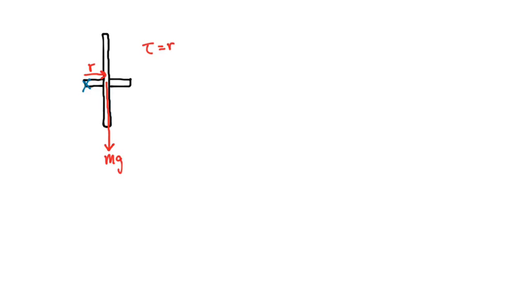And that torque is our R cross F. Here, we'll use the full vector cross product. So in this case, R cross MG. MG's pointing down. All right.